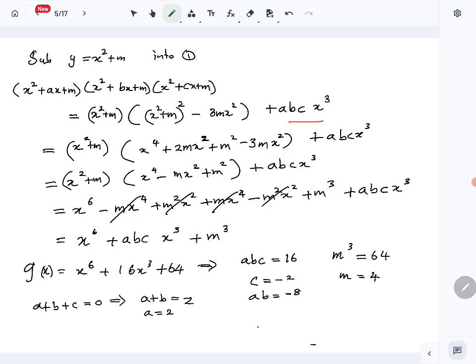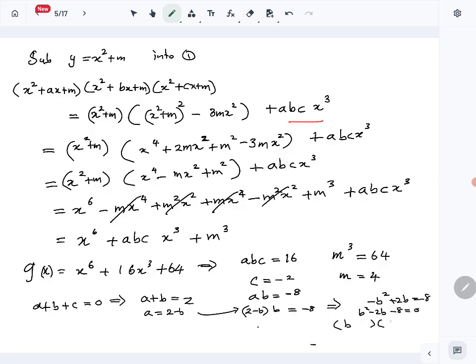So then A is equal to 2 minus B. So substitute here, you get 2 minus B times B minus 8. So that will give you minus B squared plus 2B equals minus 8. So B squared minus 2B minus 8 is equal to 0.